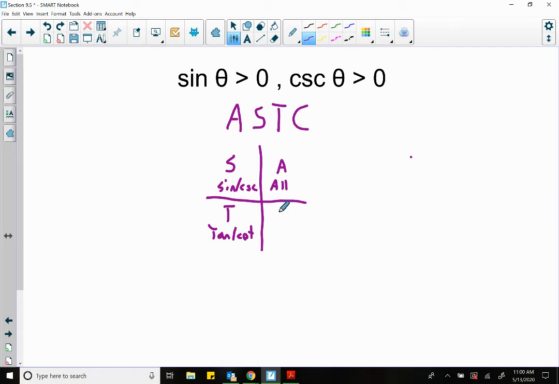And then last but not least, C for calculus or chemistry, which is cosine and its reciprocal, secant. Okay? So, remember I said you approach this like you're dealing with two problems here. First things first, let's talk about sine. When is sine greater than 0? In other words, that means positive. When is sine positive? Well, it's positive in quadrant 1, and it's positive in quadrant 2.